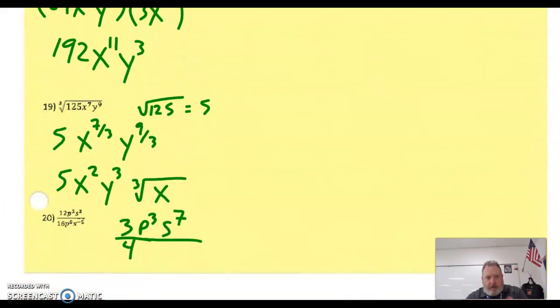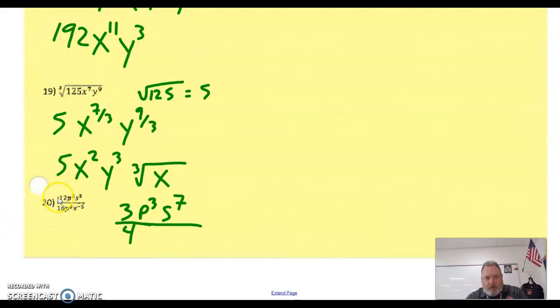In our last problem, 12 over 16 is 3/4. We're going to subtract our exponents. So 3 minus 0 is p to the 3rd. 2 minus negative 5 is s to the 7th. So that one is also in the numerator. So that's our test review.